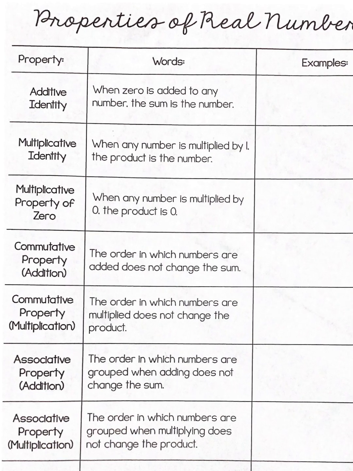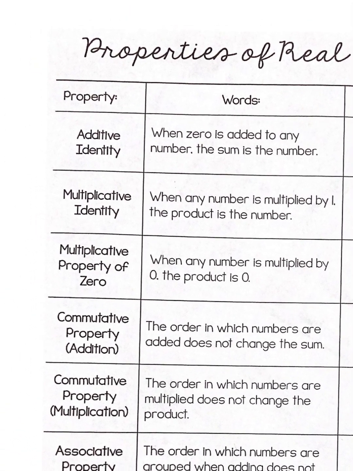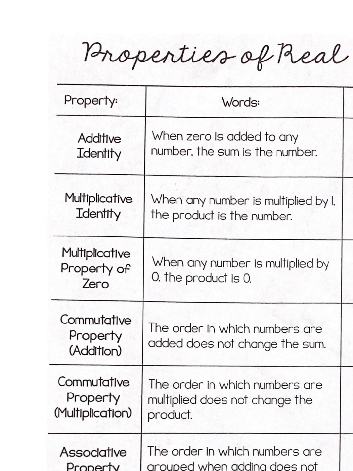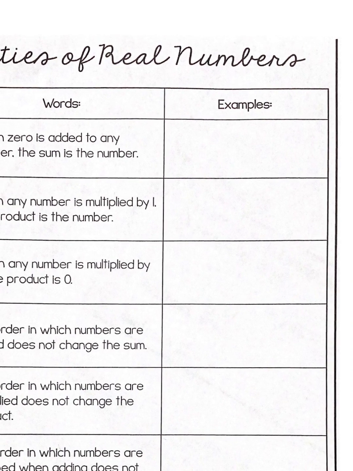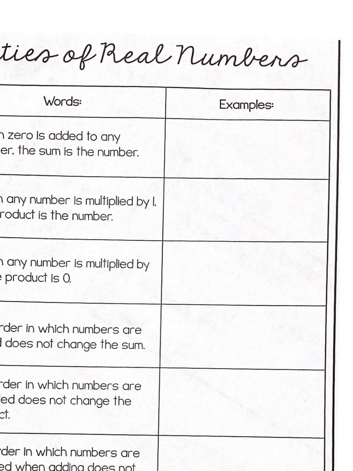Okay, so looking at the first one, it says additive identity. First of all, the word additive, what do you think we're dealing with? Addition. So it says when 0 is added to any number, the sum is the number. So that basically just means if I have a problem that looks like this, then it should still equal 5.